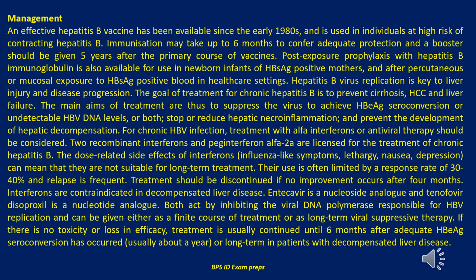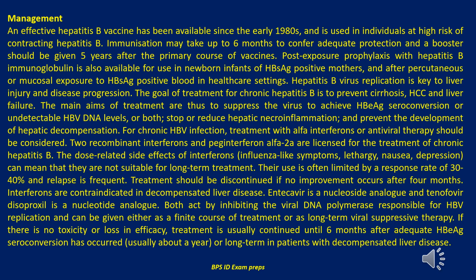Next we will discuss the management of hepatitis B. An effective hepatitis B vaccine has been available since the early 1980s, and is used in individuals at high risk of contracting hepatitis B. Immunization may take up to 6 months to confer adequate protection, and a booster should be given 5 years after the primary course of vaccines.